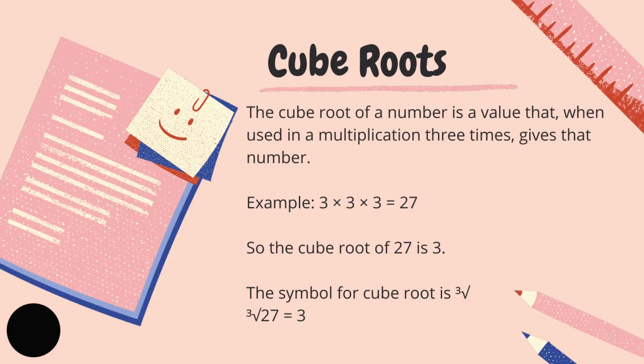The cube root of a number is a value that, when used in a multiplication 3 times, gives that number. For example, 3 multiplied by 3 multiplied by 3 equals 27. So the cube root of 27 is 3, because 3 multiplied by itself 3 times forms 27. The cube root is represented as cube root 27. So if you type cube root 27 in the calculator, you'll get 3.